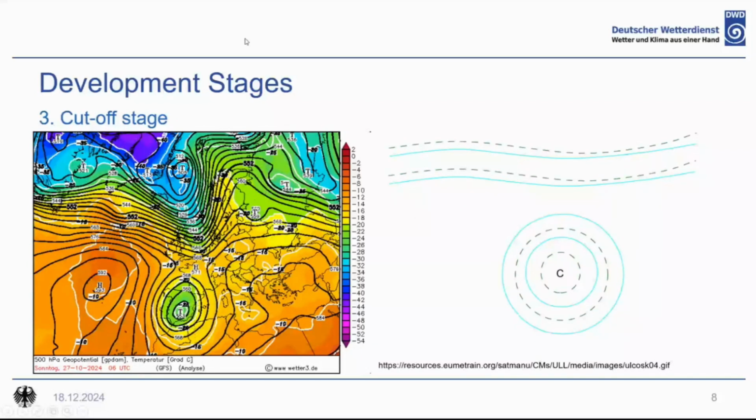The third step is the cutoff process on the 27th of October. The ridge overtakes the trough and causes the trough to cut off from the main flow. It is now fully transformed into an isolated upper level low. The inflow of cold air into the core of the upper level low is now fully blocked, and due to diabatic warming, the cold air pool in the core starts to warm up a bit.